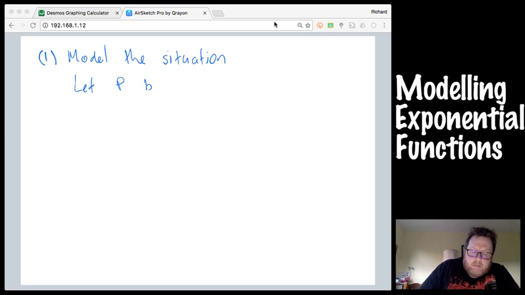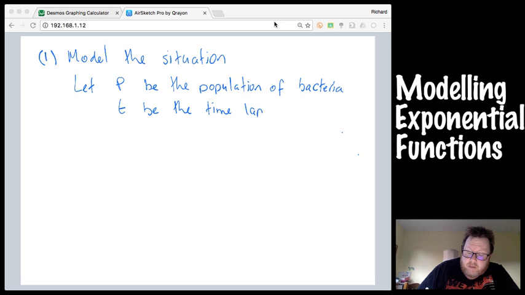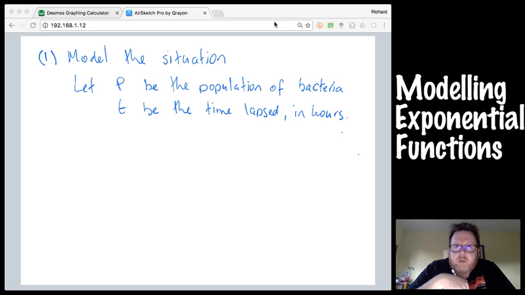we'll let P be the population of bacteria. That's pretty common to use P. And I like getting out of the habit of just using X's and Y's all the time. Let P be the population of bacteria, and T be the time lapsed, the time that's moved on in hours. When you're modelling a problem, it's really important to do that setup. It's a good communication skill. So when I start putting symbols down, they have meaning to us.